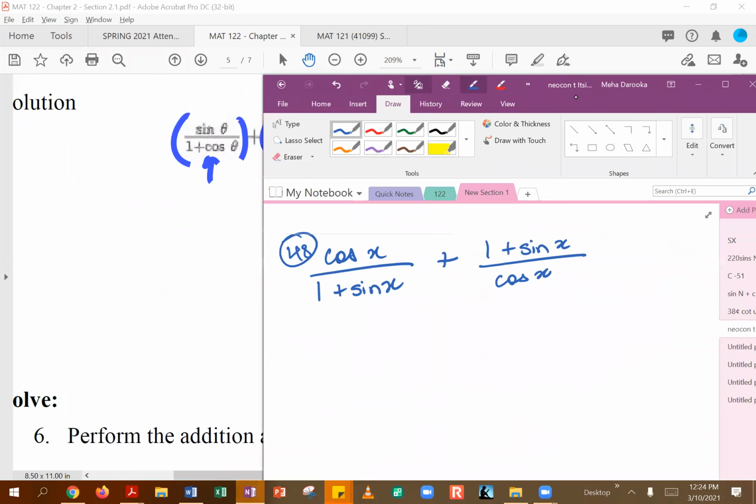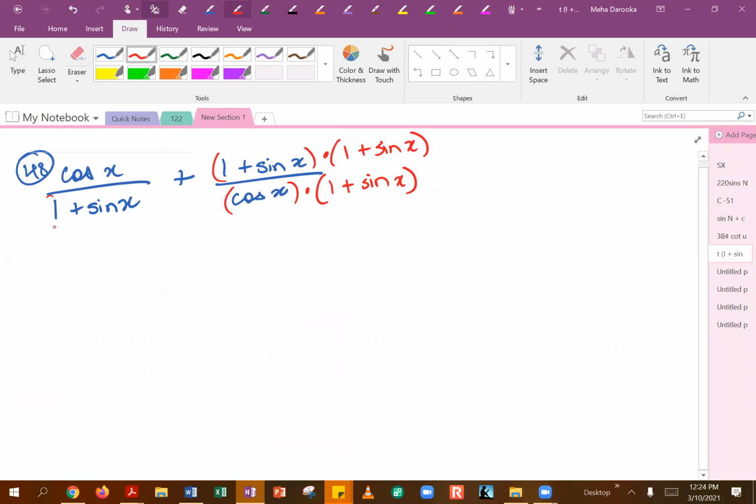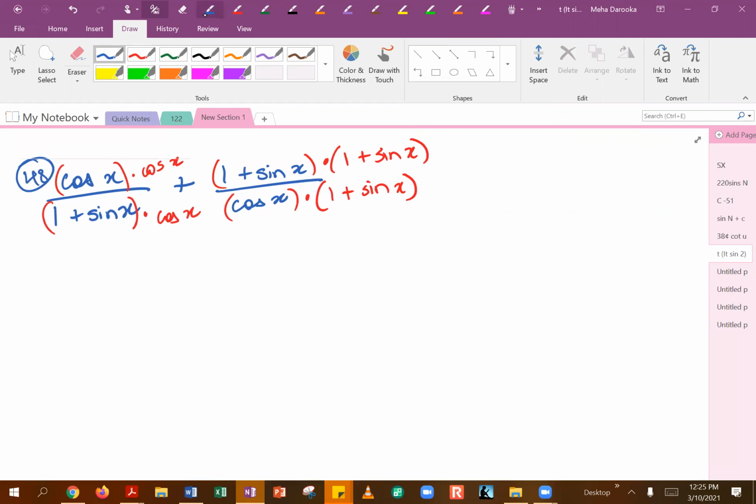So when we use that in our example here, if this denominator is cosine of x, we will need to multiply it with the denominator on the left. So we multiply this fraction by 1 plus sine of x. And then on the left-hand side, we would multiply this fraction by the denominator on the right, so that would be cosine of x. You're basically multiplying with each other's denominator to try and find that common denominator.